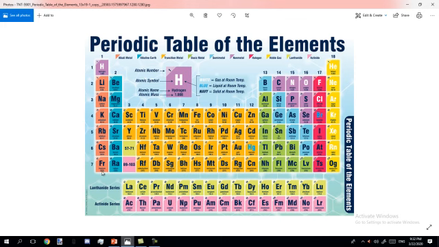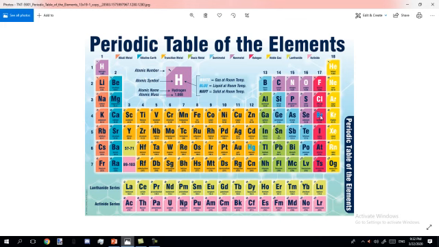So when you move down the group, you notice that the number of energy levels increases, and since the number of energy levels increases, this means the size of the atom increases. So when you move down the group, the atom becomes bigger. So cesium is bigger than rubidium, rubidium is bigger than potassium, potassium is bigger than sodium, and so on. So what happens to the atomic radii when you move down? The atomic radii increase down the group.